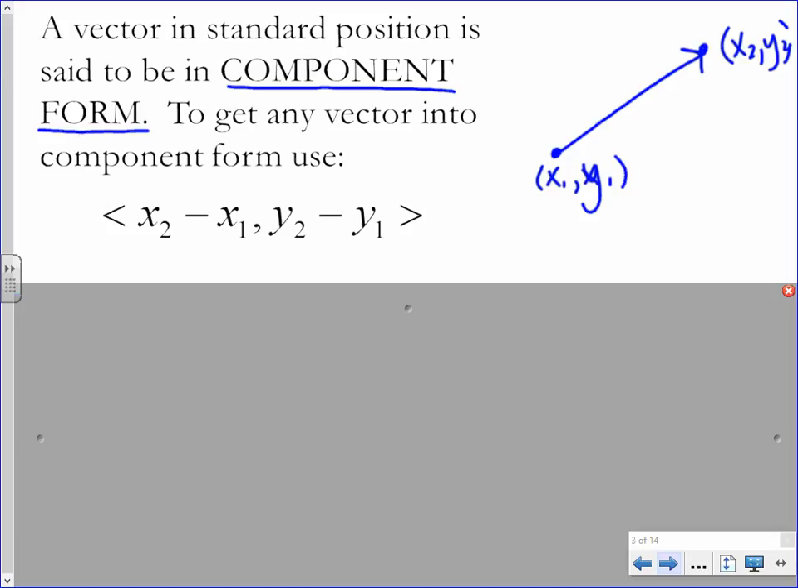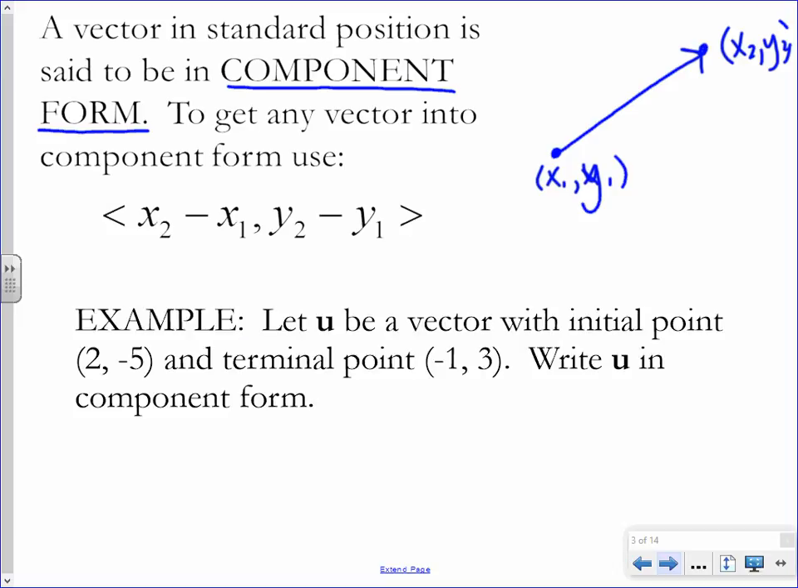So go ahead and write down this example, and I think it'll make a little bit more sense as we go through this. We have an initial point of 2, -5, and a terminal point of -1, 3. Do you notice how U is bolded? When we name vectors, we name them with letters, and they are going to be bolded letters. So when I'm writing with my pencil or my pen, I just try to make it a little bit thicker writing if I'm naming it that.